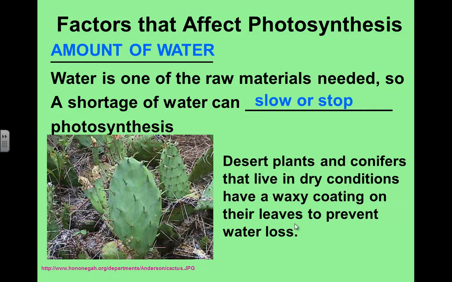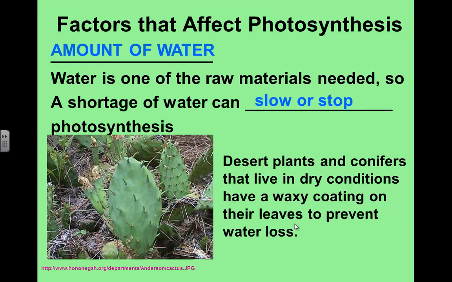Factors that affect photosynthesis: the amount of water. We find with our crops when we go through a drought that they just shut down. What I mean by shutting down is that they don't get any bigger. Our corn plants aren't growing any taller. They just stop growing.